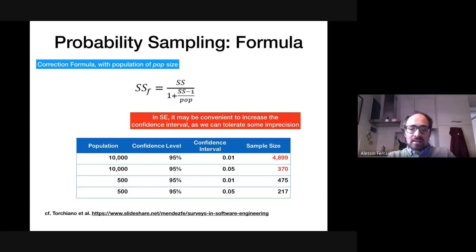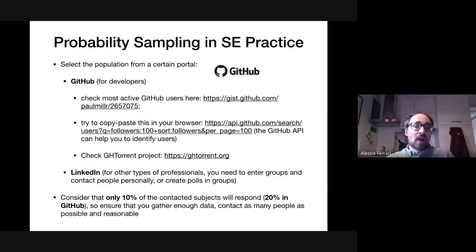This formula can be computed in a systematic way. Let's say this evaluation can be computed in a systematic way. What you have to remember is that if practically you are not able to reach that sample size, it is better if you work on the confidence interval than on the confidence level, because it allows you to reduce the sample size dramatically. In practice, how do you do it?